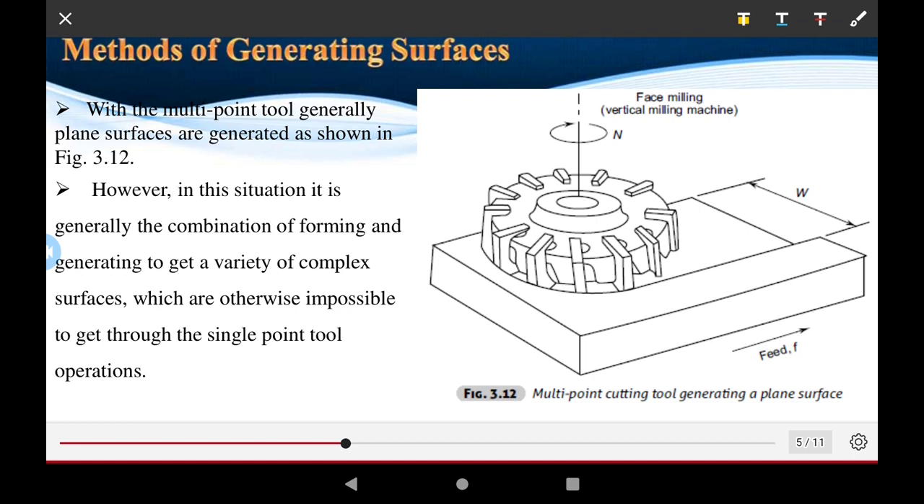This is the method of generating with single point cutting tools, which cannot perform the work of generating the surface that the milling machine does. It is possible only when a milling cutter is used to achieve a smooth surface, okay.